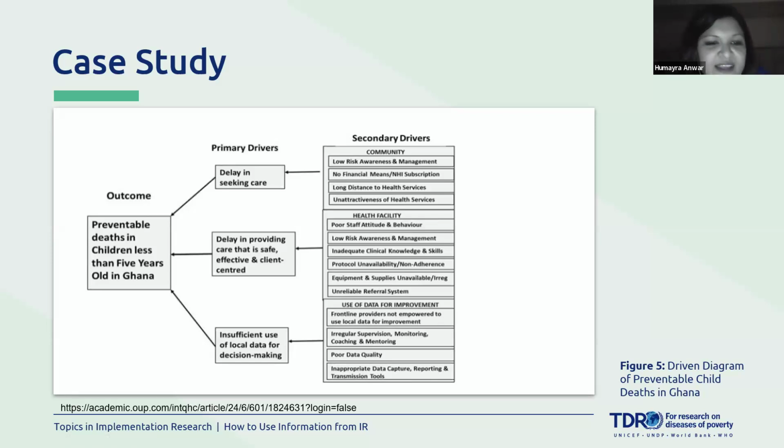So again, there is insufficient use of the local data for decision making, and it is happening because the frontline providers do not know how to use data, and there is a collection of poor data, and there is no supervision and monitoring. Nobody is teaching them or supervising them. So what measure can we take against that? Insufficient use of local data.